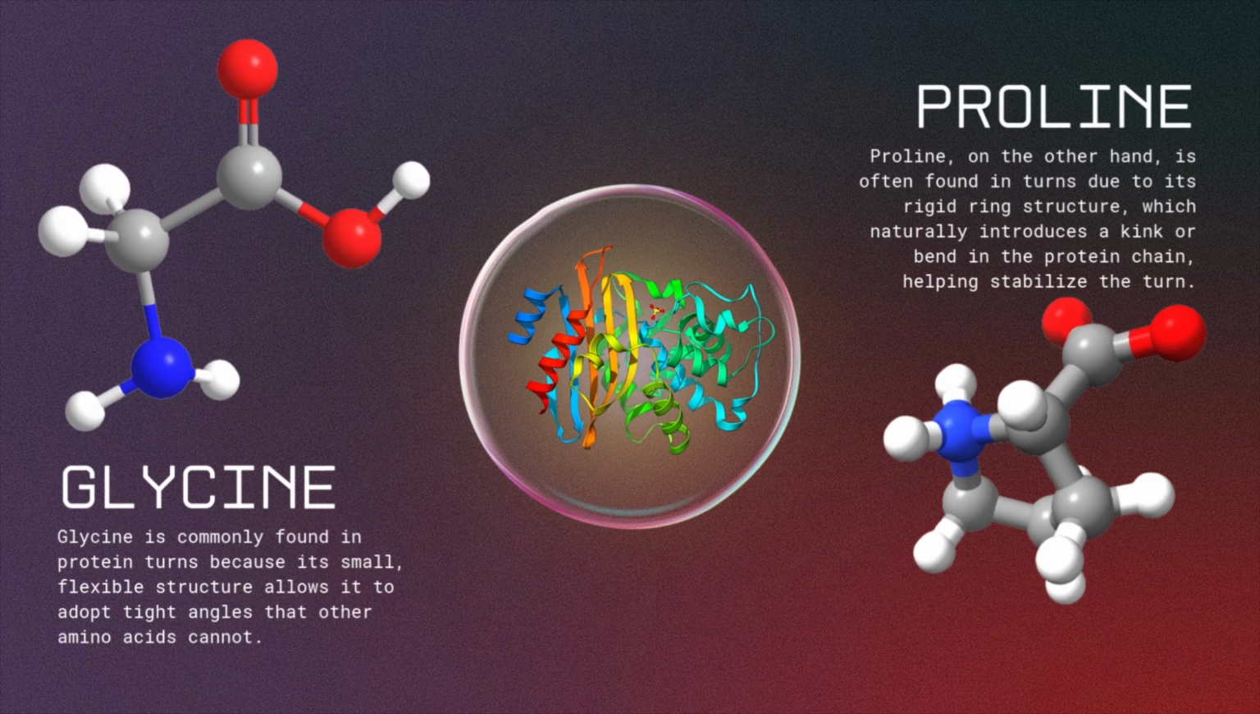Amino acids that favor turns. Certain amino acids are turn-friendly, like glycine. It is small and flexible, perfect for tight spaces. Proline is rigid and creates natural bends, often initiating a turn. When we see these residues in sequence data, we can sometimes predict where a turn might occur.